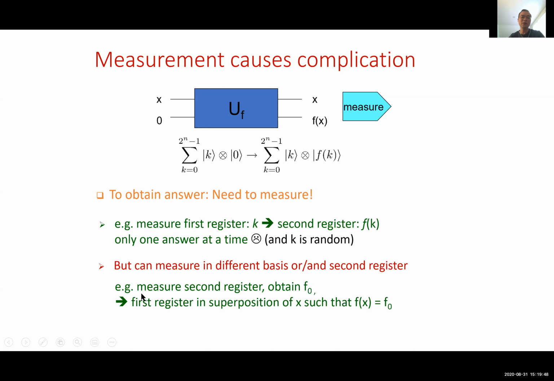By just thinking a little bit, you realize that the first register will be in a superposition of all those x, such that f of x evaluate to f of 0, right? So with this, you might be able to figure out maybe the symmetry property of f of x, the period, etc. So this actually is the essence of quantum algorithm, namely most quantum algorithms try to find a smart way to perform the measurement, or try to find a smart way to process the quantum state before you perform the measurement.